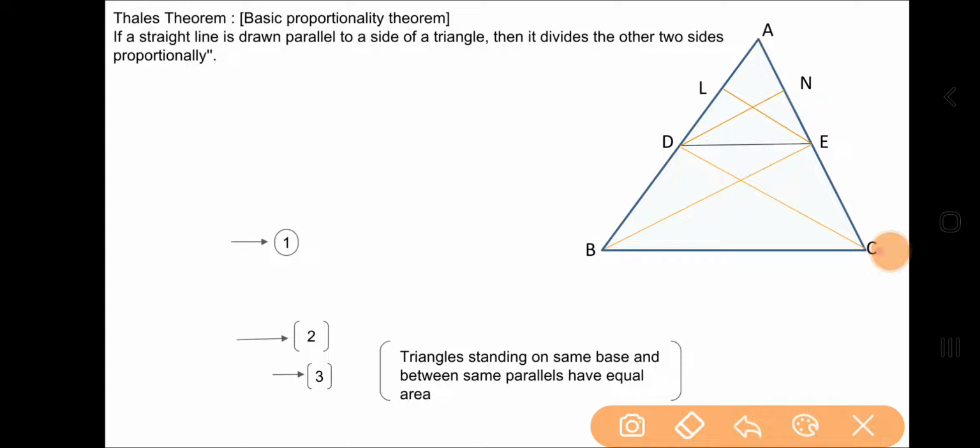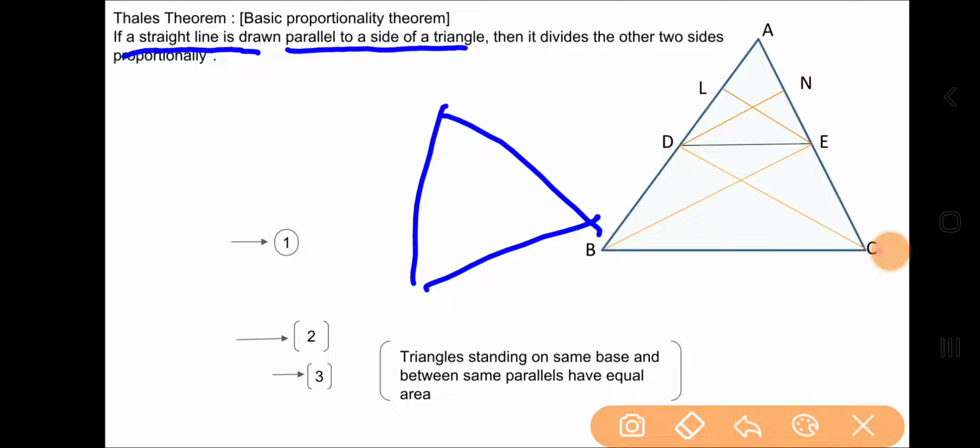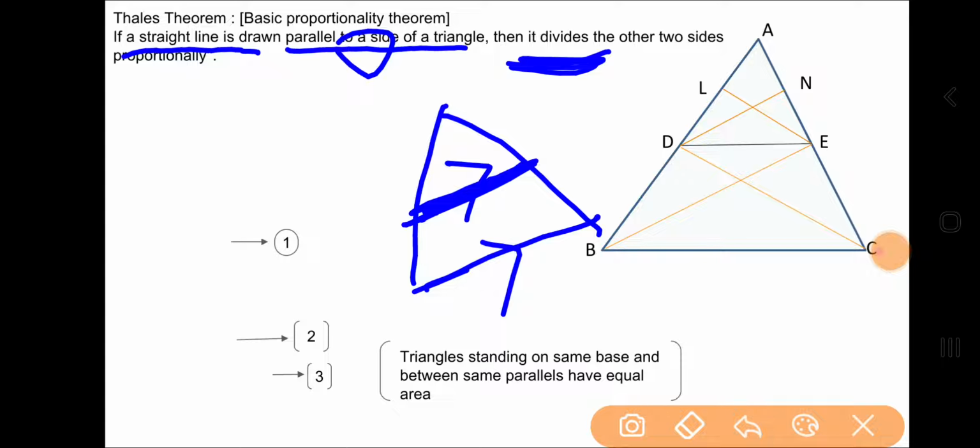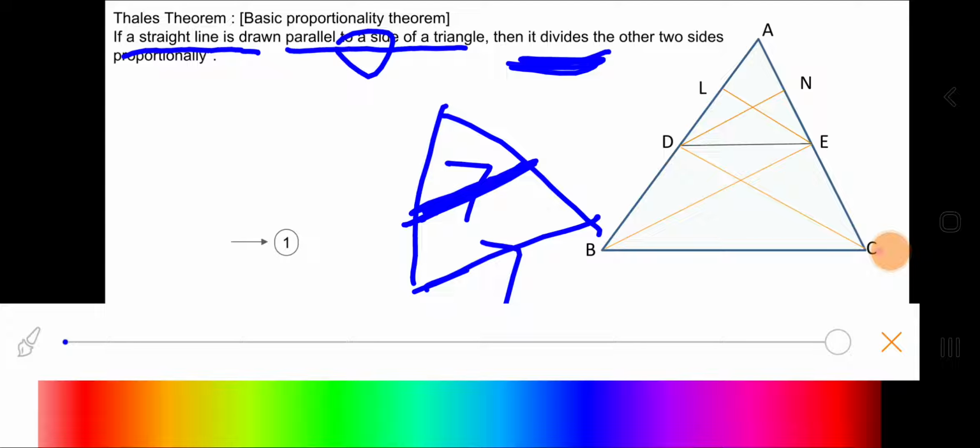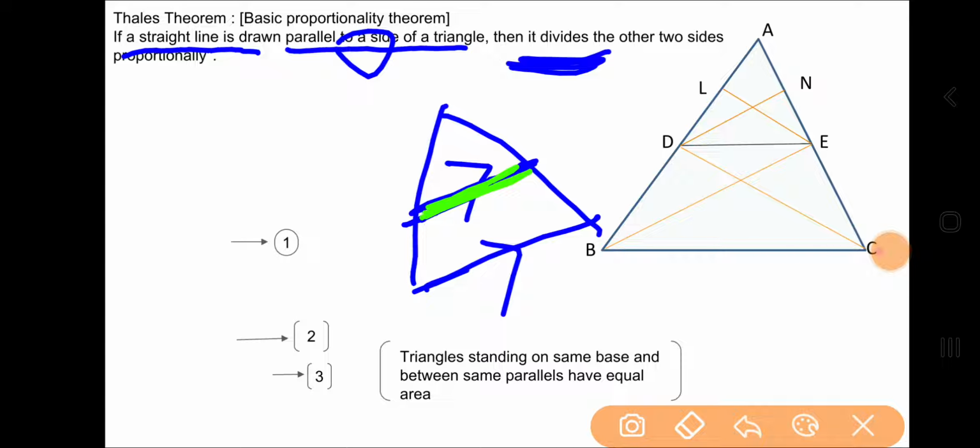It states that if a straight line is drawn parallel to a side of a triangle, what does it mean? It says that if there is a triangle and you have drawn a line parallel to any one side of the triangle, then it divides the other two sides. This line divides the other two sides, this and this, proportionally.